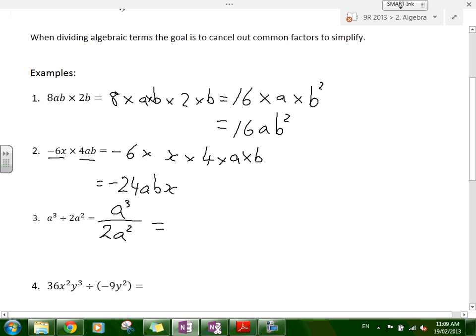And if you wanted to, you should be able to recognize it, but we can write the top as a times a times a over 2 times a times a. And of course, common fact is, when you divide something by itself, it goes to 1, so it just cancels out. So a divided by a, that's 1, that goes away, that goes away. And so what we end up with is a over 2.